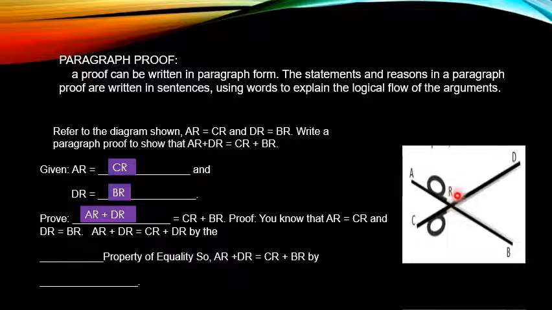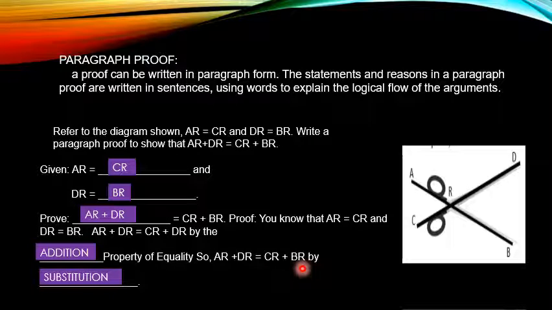So what kind of property is this? The addition property of equality, so we use the addition here. And then AR plus CR equals CR plus BR. So what happens? This is substitution. Why is it substitution? AR plus CR is CR plus BR. If we substitute, this is the same with the congruent sides. So that's the substitution.